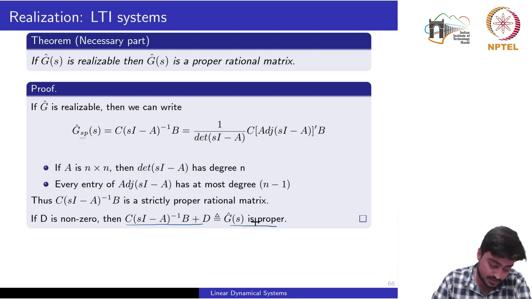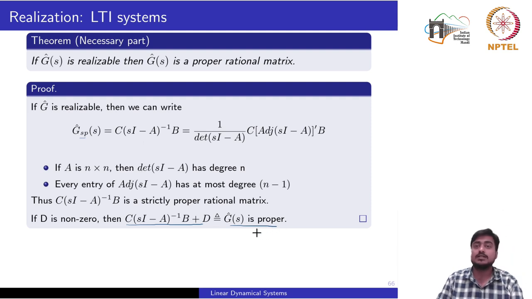Now if the D matrix is a non-zero matrix, then this whole part is basically proper. So this shows the proof of the necessary part: if G hat is realizable, which we started from here, then G hat of s is a proper rational matrix, and we arrive at the conclusion that G hat is a proper rational matrix.